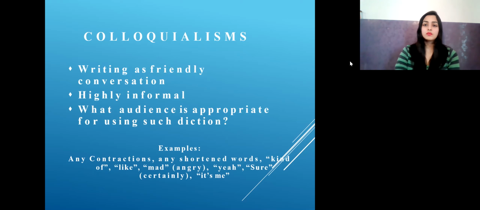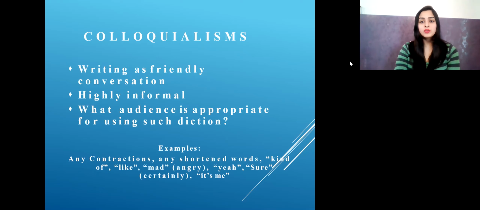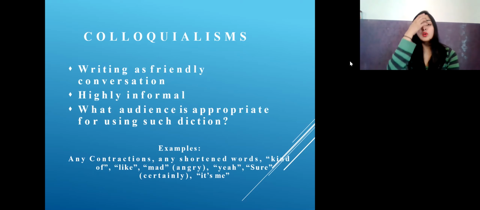What audience is appropriate for using such diction? Now you have to say which audience you can use for colloquial diction. You can use it with your friends, your relatives who are of your own age, your cousins, but not your principal, your teachers, or any other person who's in authority. You cannot use these words when you're talking or writing to that person, or if you're writing a poetry that portrays something very serious.